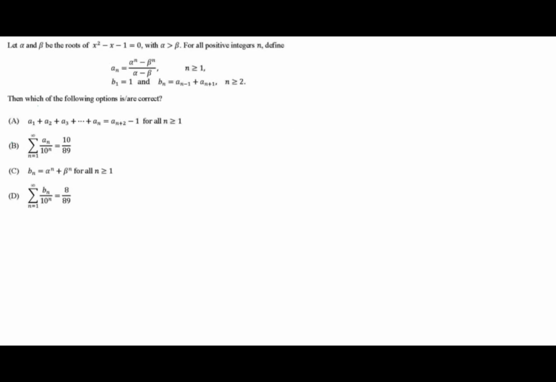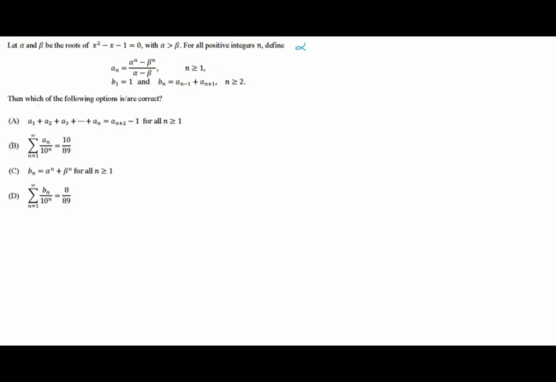Can you solve this multiple choice question from JEE Advanced 2019? If you look at this question, this looks very complex, but if you solve it strategically, it is very easy. And we will first write all the information about alpha and beta from the given equation.